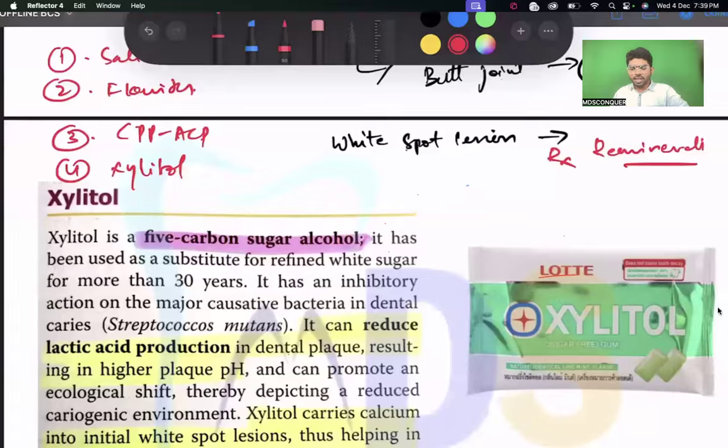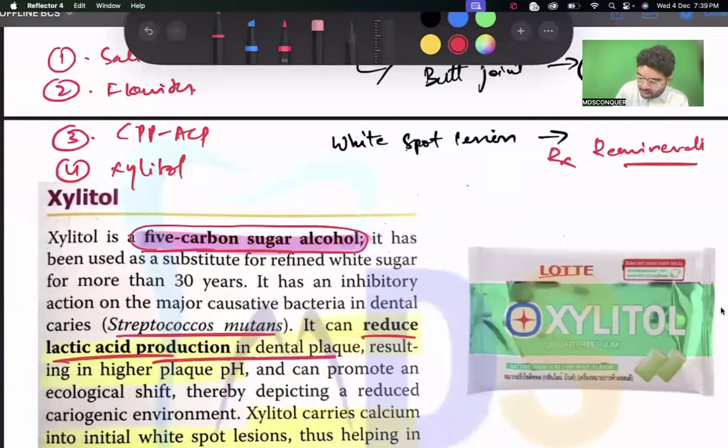Questions frequently repeated in the exam are on the number of carbons: it is a 5 carbon sugar alcohol. It has an inhibitory effect on Streptococcus mutans and reduces lactic acid production in the dental plaque, resulting in a high plaque pH. Normally, carbohydrates get accumulated over a period of time, a process takes place that releases lactic acid, and this lactic acid mixes with saliva and changes the pH of saliva, bringing it to a critical pH.